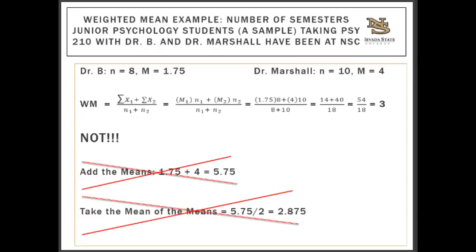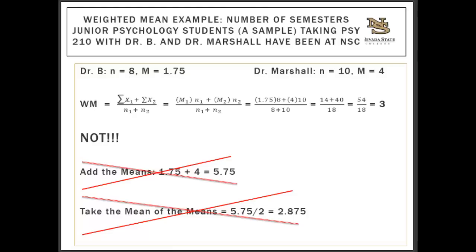I'm going to X those out at the bottom because I said you don't add the means and you don't find the mean of the means. One thing I do want to point out before I show you this example, you could technically take the mean of the means if you had equal sample sizes, but if you're asked to find the weighted mean, chances are you do not have equal sample sizes, so be really careful with that.